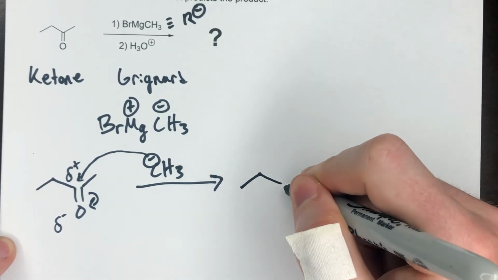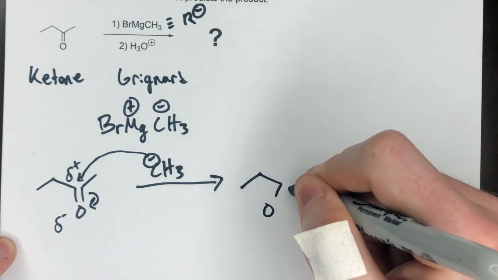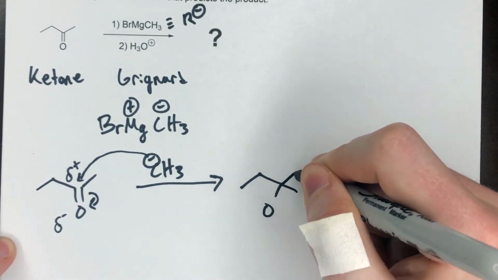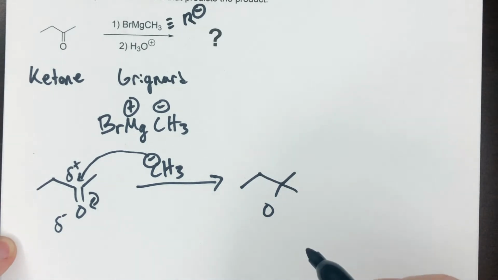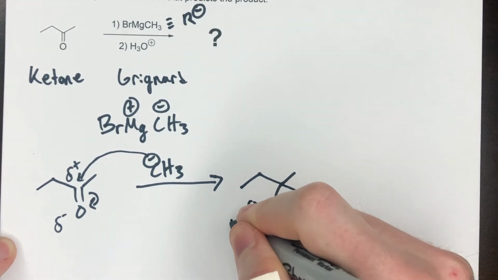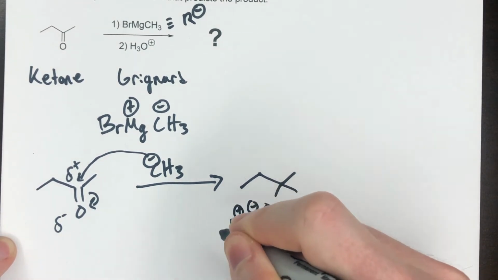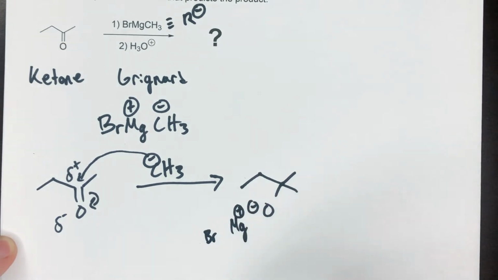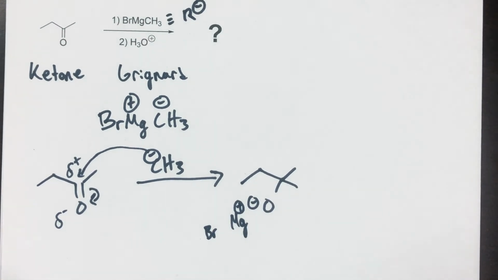Now, this will give us this product, right, with a negative charge on the oxygen, but we do have this magnesium bromide floating around, so usually that negative charge is balanced by the magnesium bromide. I'll explicitly draw it here, right, something like this.